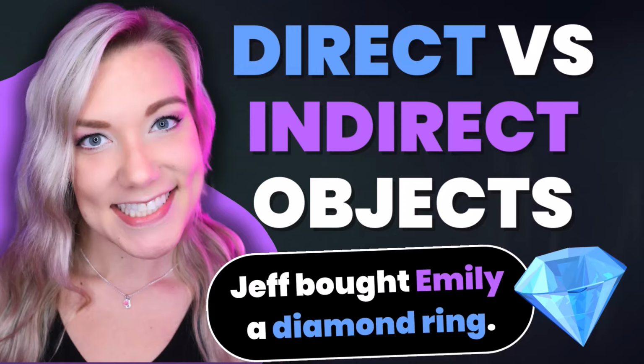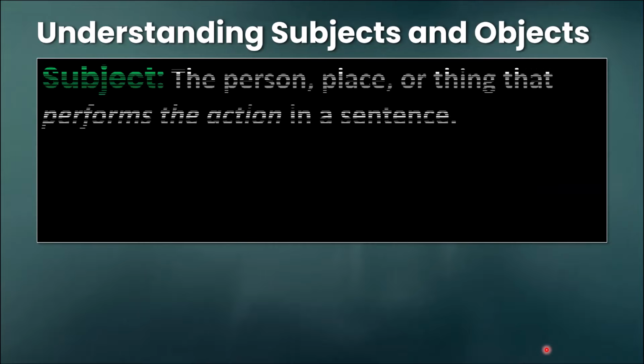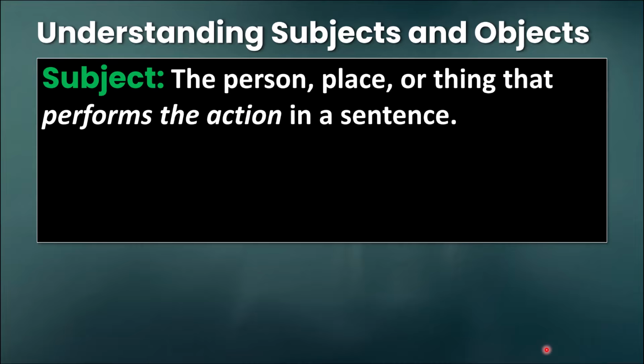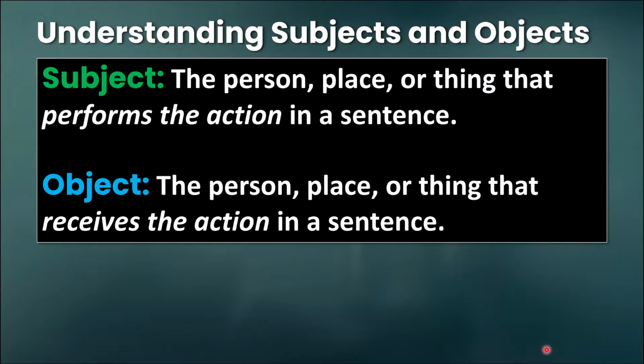In today's video, I'm going to teach you the difference between direct objects and indirect objects. But before we get into that, let's briefly discuss subjects. So the subject of a sentence is the person, place, or thing that performs the action in a sentence. And the object of a sentence is the person, place, or thing that receives the action in a sentence.